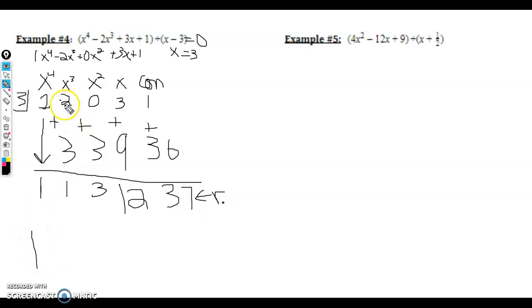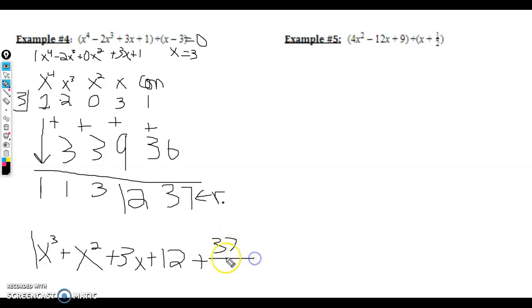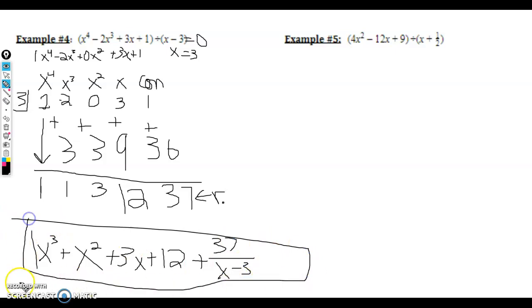And now my 1 is originally in the x to the fourth, but it now gets an x to the third. This one was in the x to the third, but it gets an x squared. This 3 gets just an x. This 12 is our constant, and this 37, it's a remainder, so it's 37 divided by x minus 3. Let's go ahead and pause this if you need to hear that or have other questions. I'm going to go ahead and start number 5.